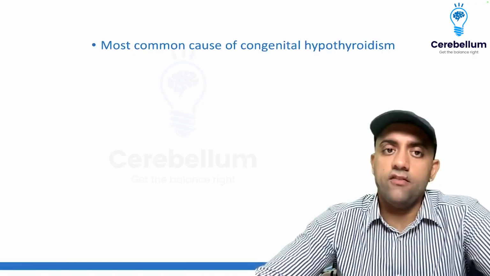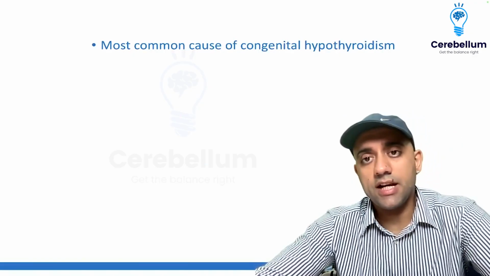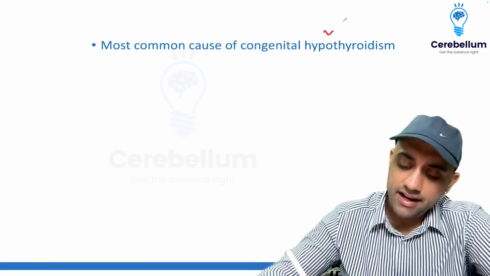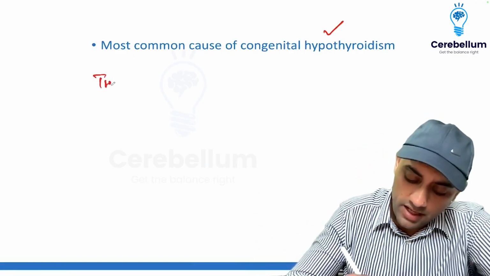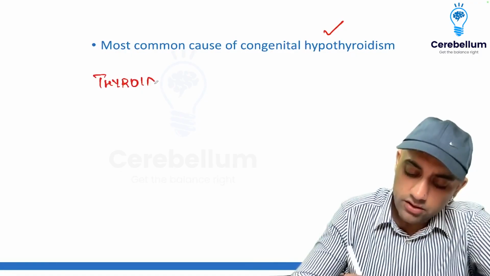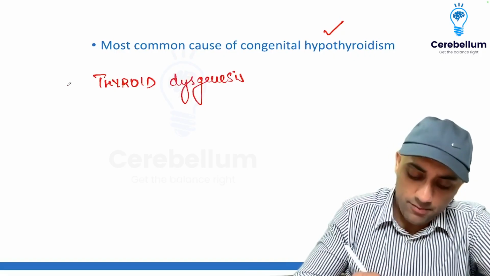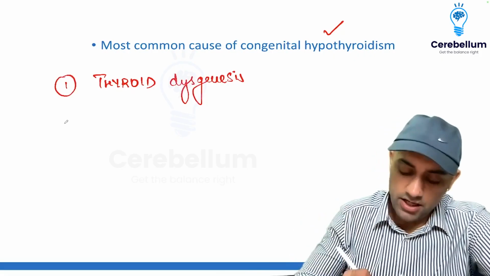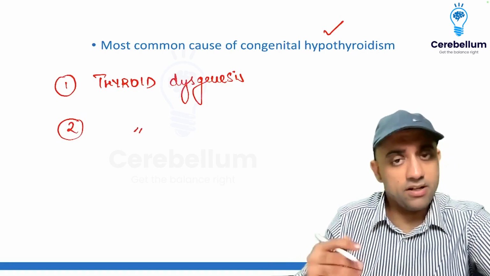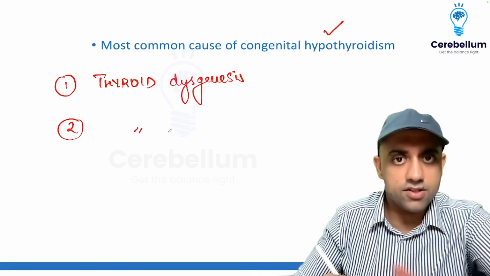Here's a good question. What is the most common cause of congenital hypothyroidism? Why is my thyroid gland not working? Number one, your thyroid gland is not working because it has not formed at all. The most common cause of congenital hypothyroidism is thyroid dysgenesis. Okay, if my thyroid gland is formed, then what is the most common cause of congenital hypothyroidism?